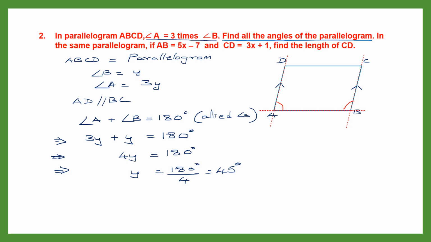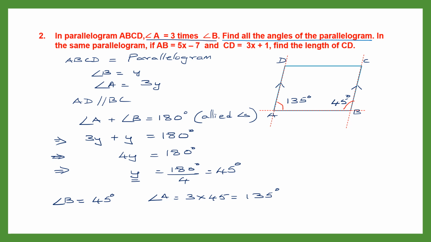So if y is 45, then that is actually angle B, isn't it? So angle B is y, which is 45 degrees. Angle A we said is 3y, that means 3 into 45 degrees, which is 135 degrees. So we have found two angles. So B is 45 degrees, A is 135 degrees. Now look at angle A and angle C. They are angles of a parallelogram. And what do we know about angles of a parallelogram? The opposite angles are equal. So if this is 135, C will also be 135.